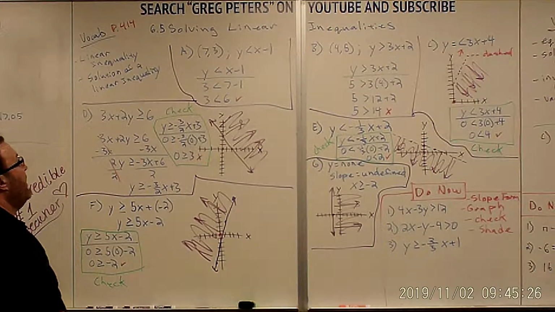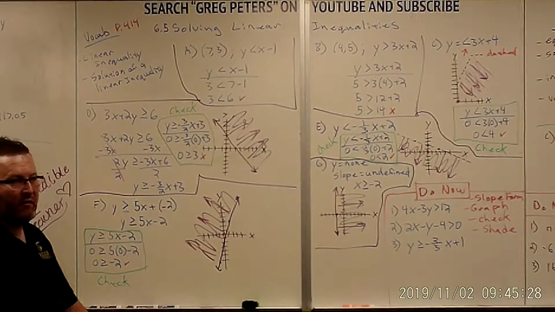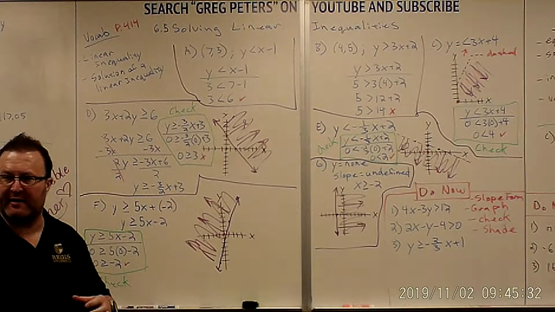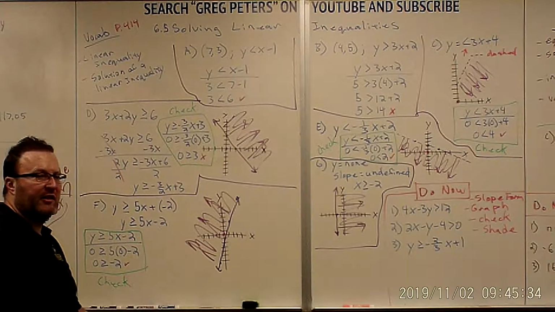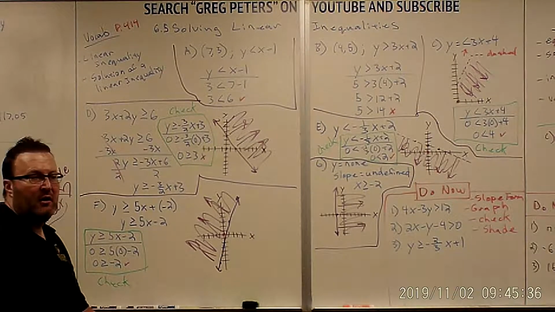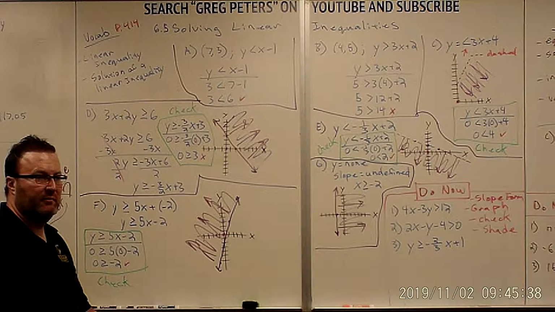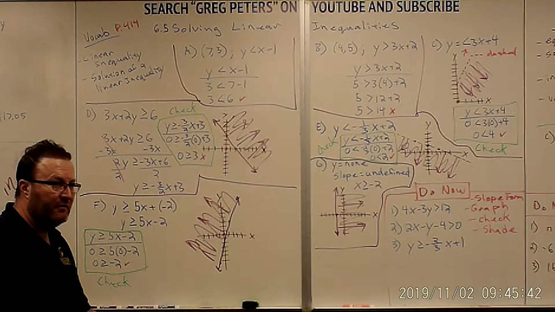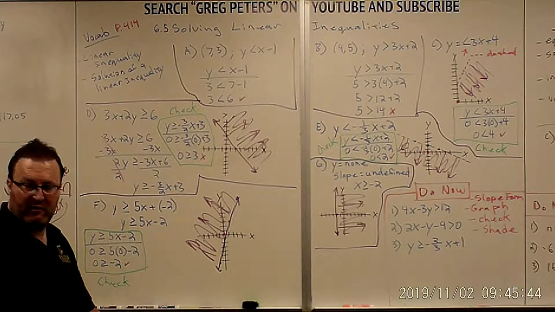Okay, so we're doing solving linear inequalities, and what an inequality is: greater than, less than. What direction is less than? Left. Yes, so greater than is what direction? Right, very good.